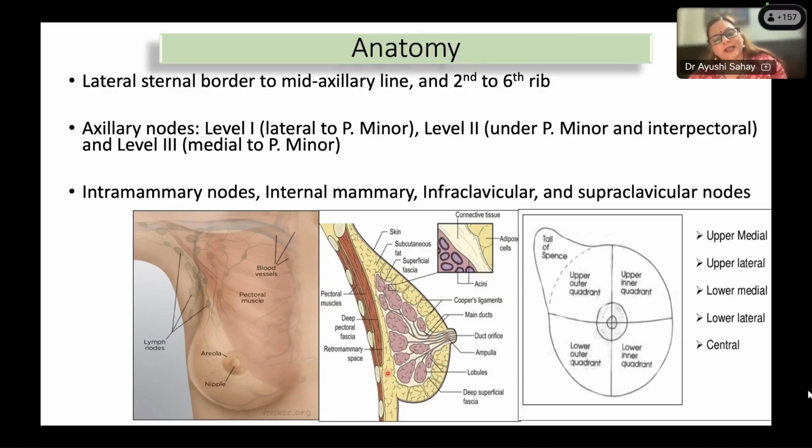Now, this breast anatomy has been iatrogenically or artificially divided into multiple quadrants, as we are all very familiar: the upper outer, upper inner, lower inner, and the central quadrant, and the axillary tail of Spence. But it is very important to remember that these are not actual anatomical landmarks. These have been created by us for ease of description and to identify in which area we are seeing some lesions, but these are not actual anatomical landmarks.